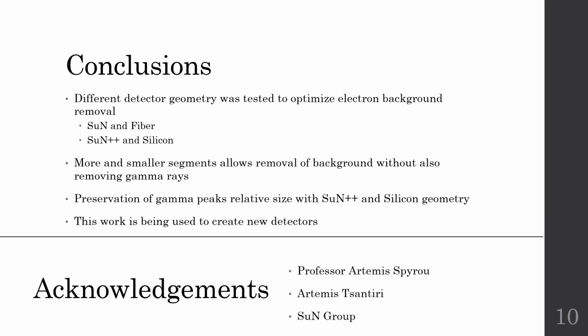And the reason behind this is that there's a smaller probability that a gamma ray and an electron would enter the same segment in the same event in Sun++ because there were more segments, each of which were small. And this meant that removing the electron would not also remove a gamma ray as often as it happened in Sun. So with Sun++ and the silicon detector, it is possible to experimentally remove electron energies from the output energy spectrum while still keeping the gamma ray peak difference and thus the gamma ray energies.